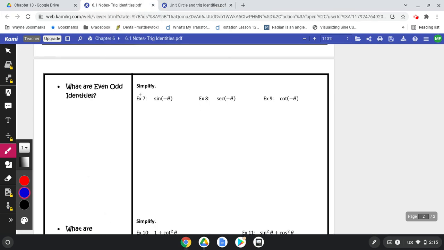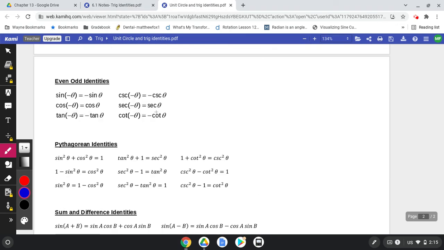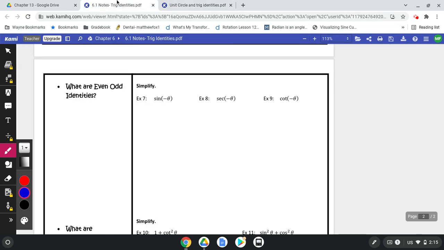So take a look here, and we can just use our function identities right here to fill it in. So just compare to this. Maybe write this down if you don't have the paper, but you'll get it soon, hopefully. So sine of negative theta, with sine, it is going to become the opposite. With secant, it is just secant theta, and with cotangent, it is the opposite.